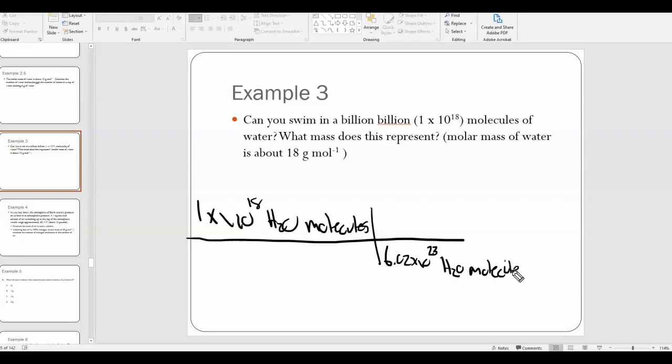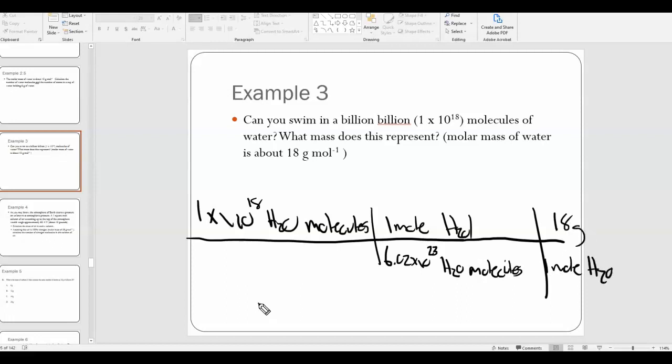molecules in 1 mole of water. And I know, because I'm told the molar mass, that 1 mole of water has a mass of 18 grams. So let's see if I do this calculation.